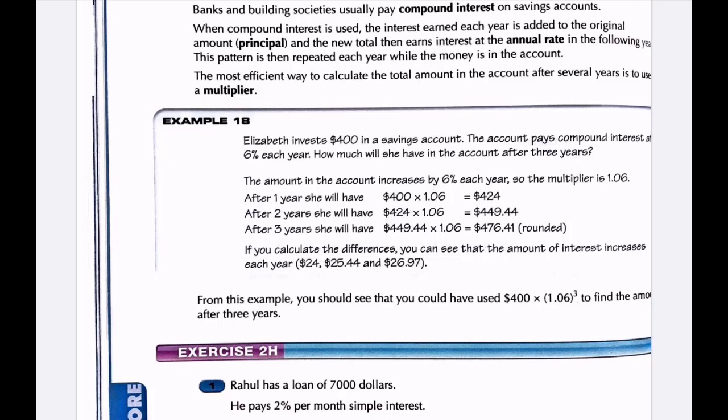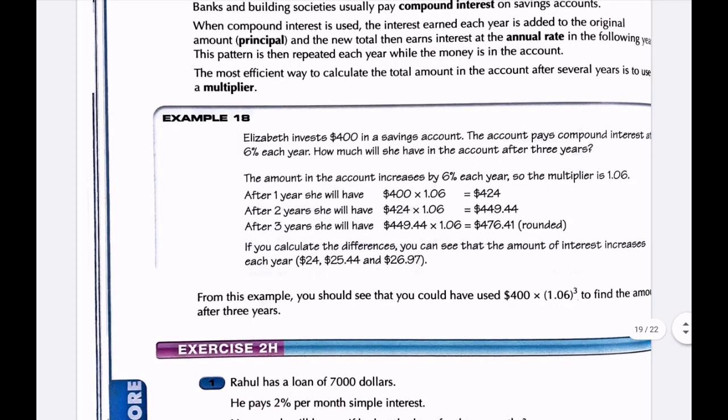For example, a comprehensive example is here. Elizabeth invests $400 in a savings account. The account pays compound interest at 6% each year. How much will she have in the account after 3 years? How many years? 3 years. The amount in the account increases by 6%, so the multiplier is 1.06. As you know the interest increases, so 1 plus 6%, which is 0.06, so the multiplier will be 1.06.